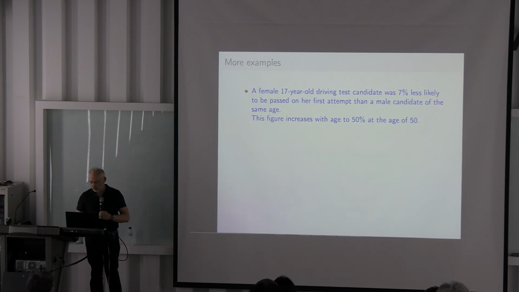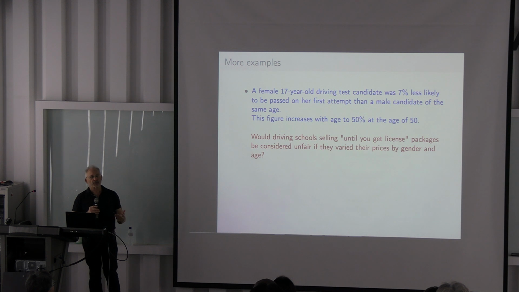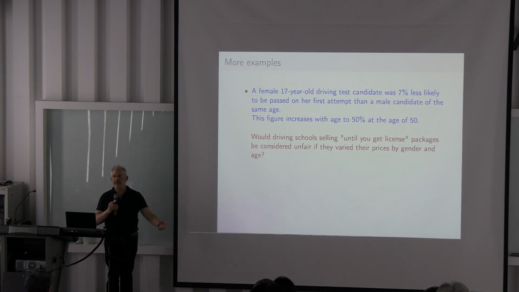So now, say it's a driving school, and I'm sending you a package that says you pay a fixed sum until you pass the test. Will I be unfair if I charge more according to age and gender? Will you consider it to be unfair? Because I'm giving you a fixed charge until you pass the test, and I know the statistics. But now I am publicizing different prices to different genders or to different ages. Am I being unfair?